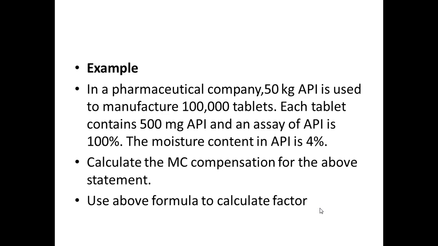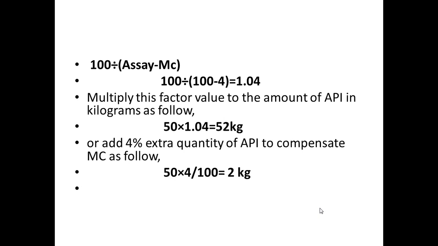Example: in a pharmaceutical company, if 50 kg of API is used to manufacture 1 lakh tablets, each tablet contains 500 mg API, and the assay of the API is 100%, the moisture content in the API is 4%, then how can we compensate it? According to the above mentioned method, calculate the moisture content compensation for the above statement. Use the above formula: 100 divided by assay minus moisture content. By putting the values, we will obtain the factor 1.04.